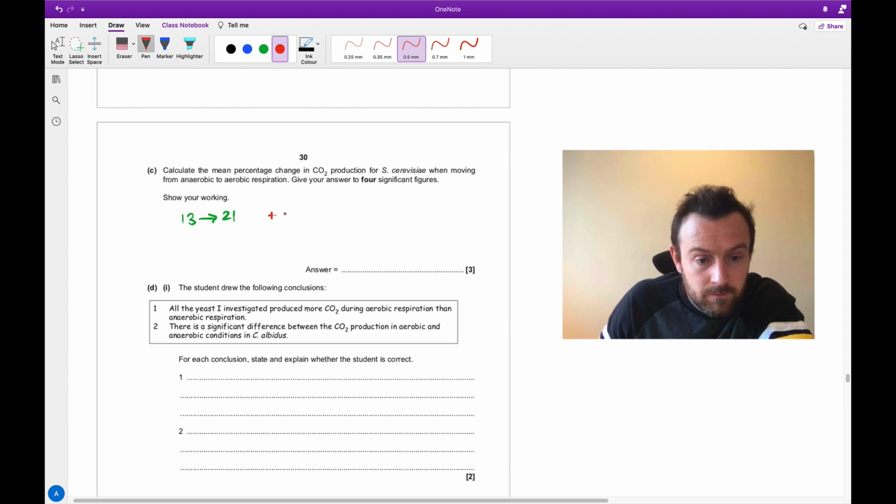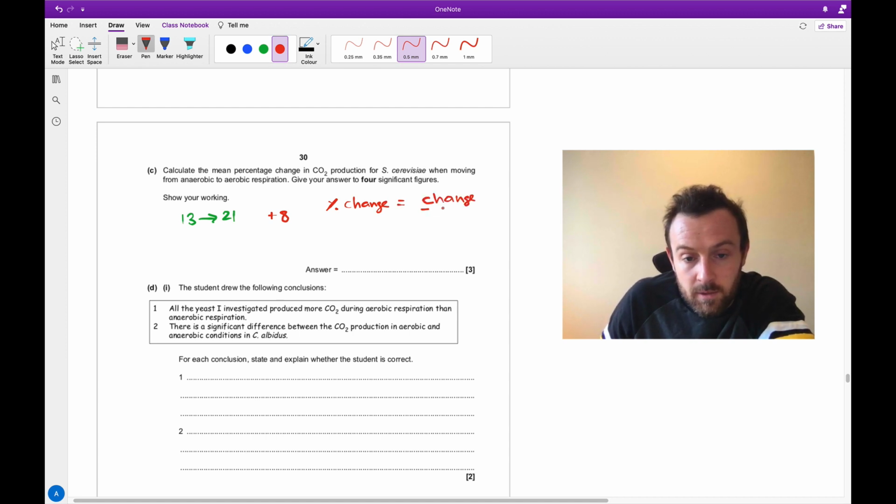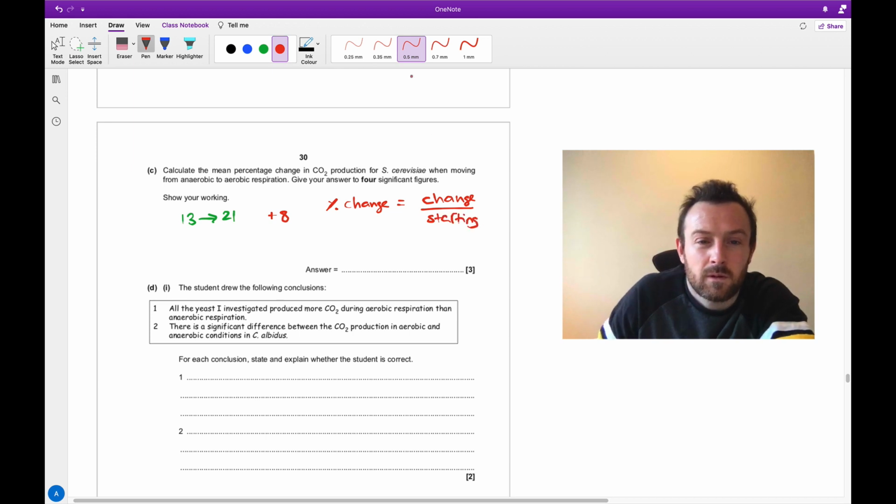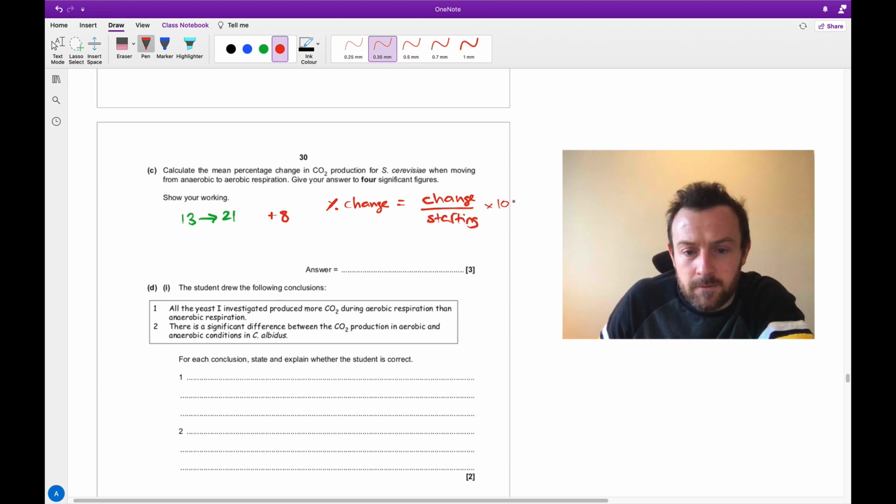So it's plus 8. And remember percentage change, you've got to know this formula: equals the change divided by the starting value, times 100 to make it a percent.